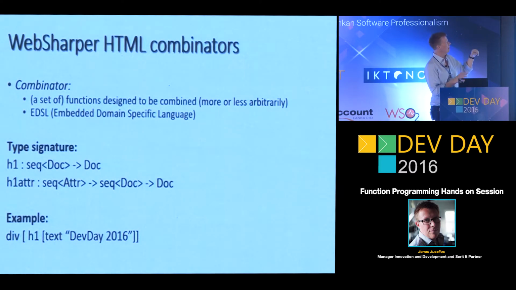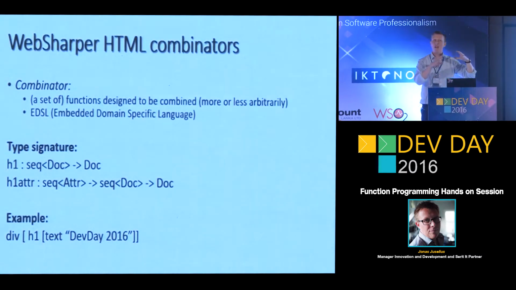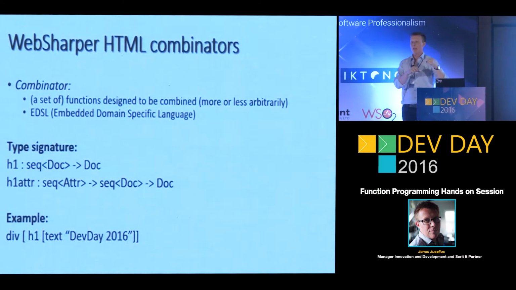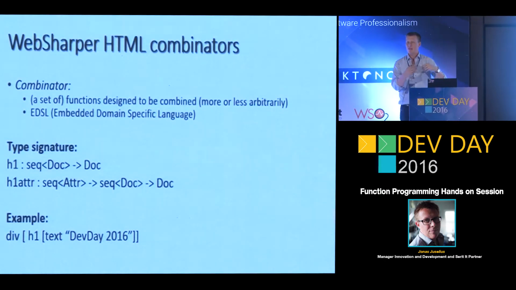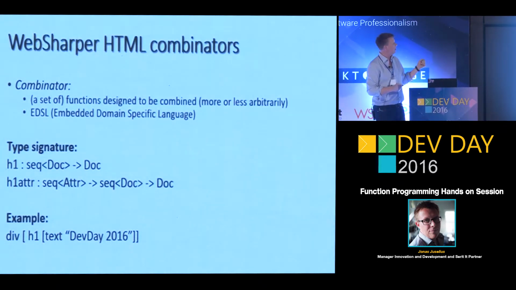A combinator is typically a set of functions designed to be combined arbitrarily, within the sort of their domain. And these are used to define so-called embedded domain-specific languages. So inside of F#, we can define our own little programming language to express some special aspect of something. So we're going to use some HTML combinators today.